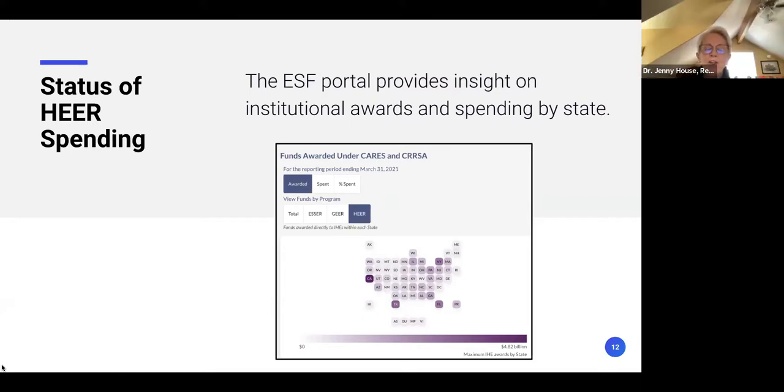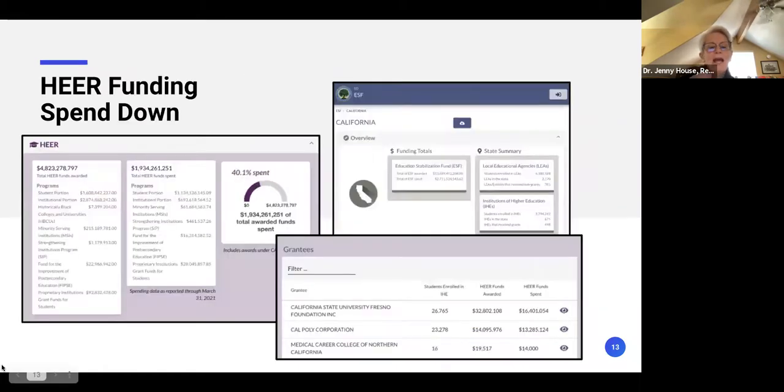So what you do when you see this page is you click on your state. And then Kim, will you go to the next slide? When you get to your state, so this is California, this is what you'll see when you click on here. You'll see how much was allocated, the different programs, how much was spent, and the percentage of what has been spent. But then, if you look at the bottom right quadrant, you can scroll down to the different institutions and see how much has been spent.